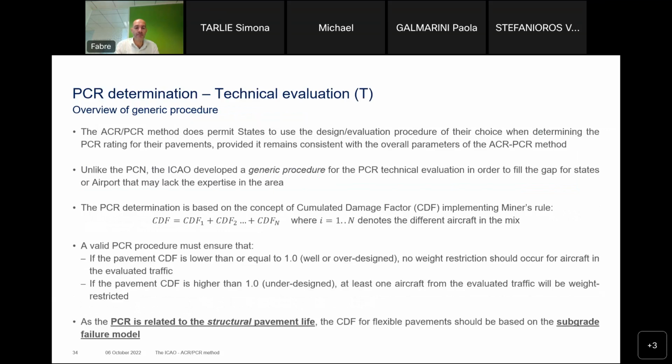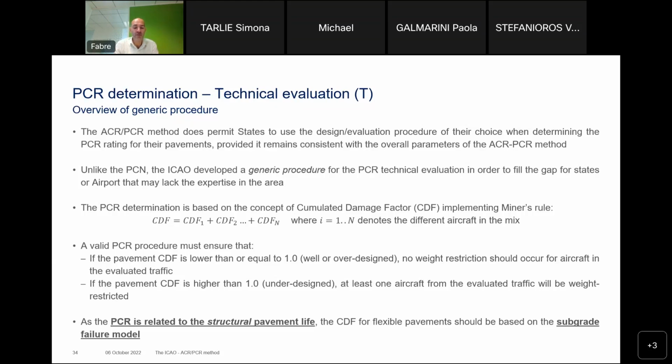Now the PCR procedures as recommended by the ICAO. First, for PCR calculation, it is needed to evaluate your pavement, as was already the case for the PCN. The evaluation or design method is not imposed by the ICAO, since many ICAO member states have developed their own methods. It wouldn't make sense, for instance, to evaluate a pavement with a subgrade failure model which does not match the model which served the design phase. The only mandatory requirement for PCR is to remain consistent with the overall parameters of the ACR-PCR protocol.